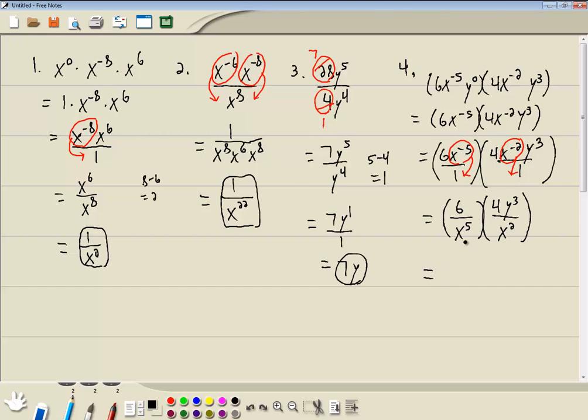Well, nothing really left to simplify after that, so we'll go ahead and multiply across. 6 times 4 is 24. And we have y to the third. And down below, we got x to a power times x to a power. Remember, if you're multiplying x to a power times x to a power, you add the exponents. So that would give me x to the 7th. And that's my answer.